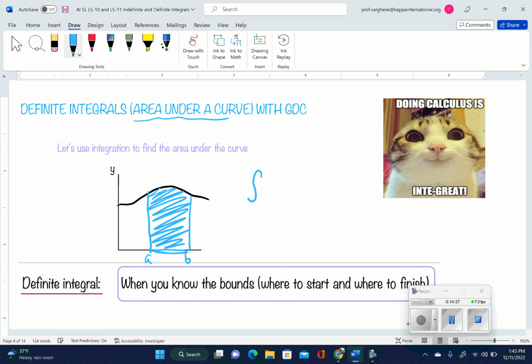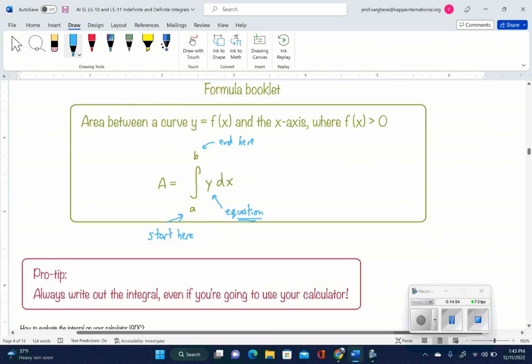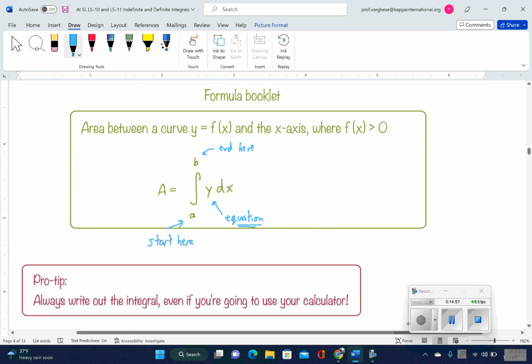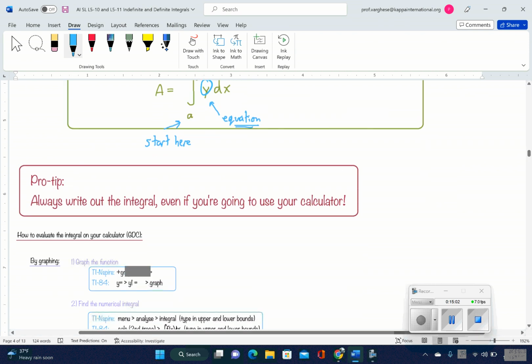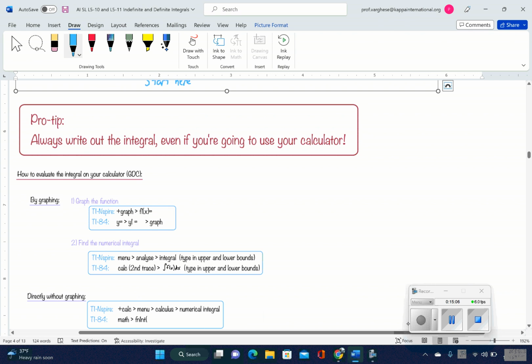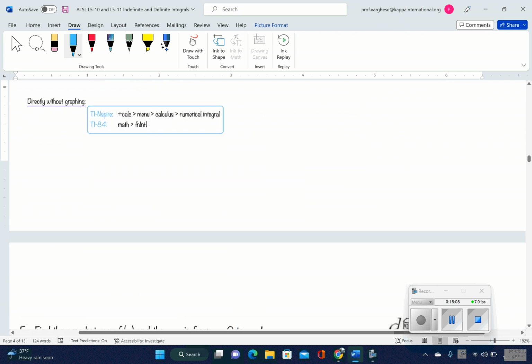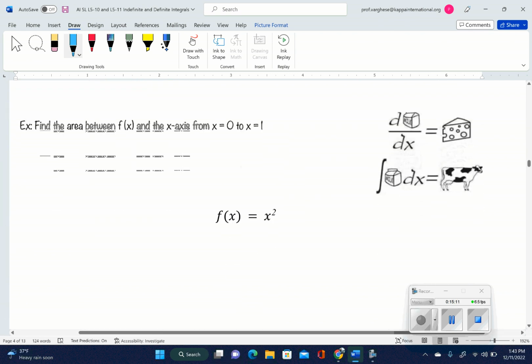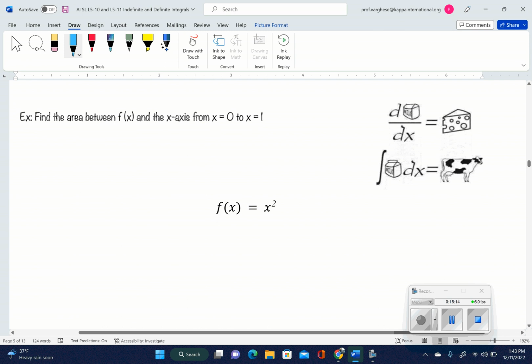So we're looking for the integral of f of x dx, starting at A, going to B, and you don't need to put the plus c because we're given where we start and where we're ending. So this is in the formula booklet. Instead of calling it f of x, they called it y. Same thing, right? And a pro tip is to always write out the integral, even if you're going to use your calculator. We talked about trying to get as many full points as possible for method. So when it says find, you definitely have to go through and show work, okay?